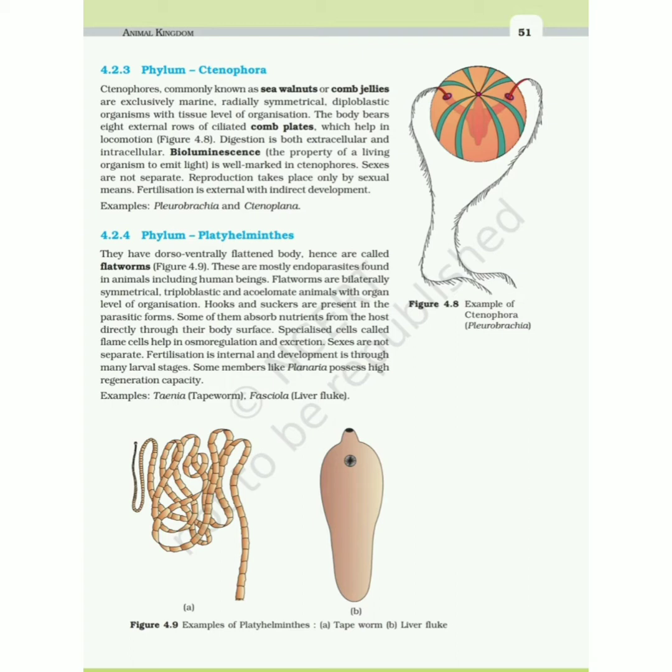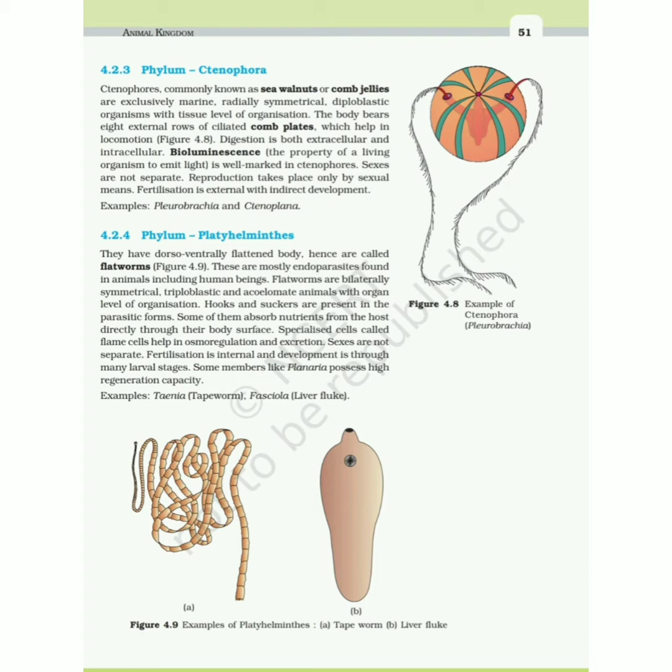Sexes are not separate. Reproduction takes place only by sexual means. Fertilization is external with indirect development. Examples: Pleurobrachia and Ctenoplana. 4.2.4 Phylum Platyhelminthes. They have dorsoventrally flattened body, hence are called flatworms. Figure 4.9. These are mostly endoparasites found in animals including human beings.